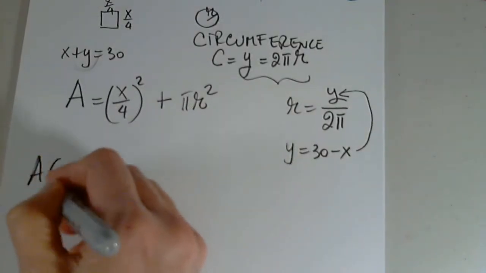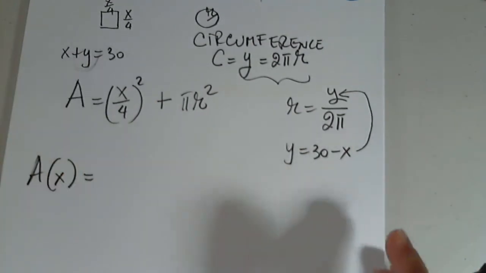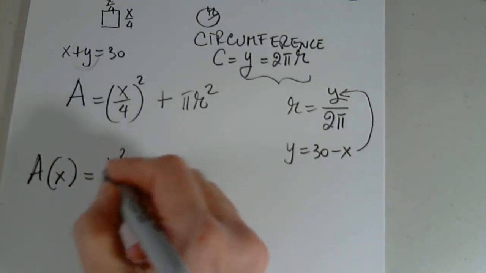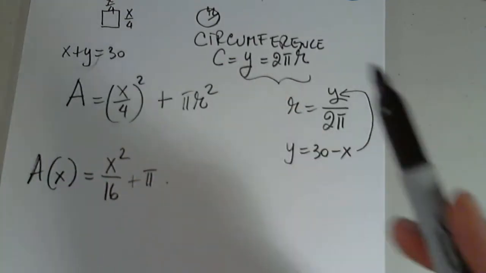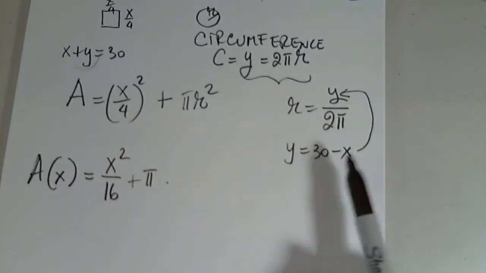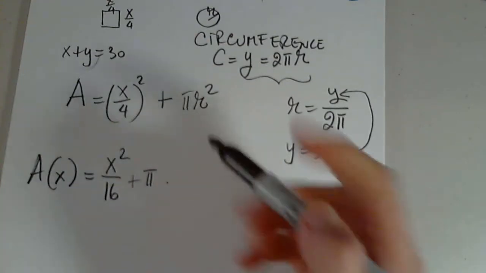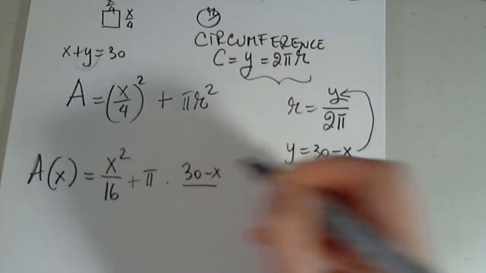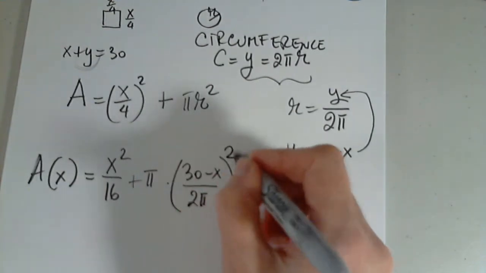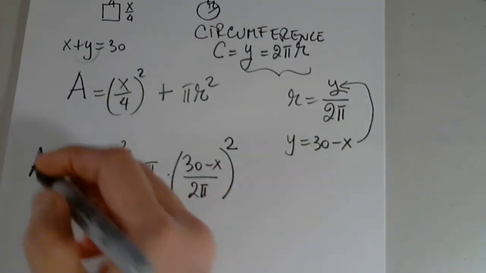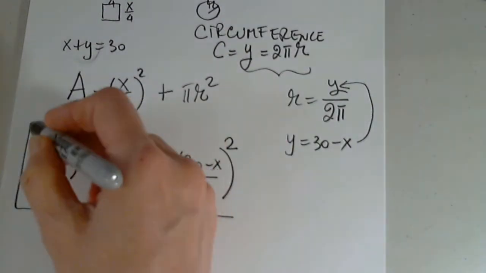Okay, so now the function becomes a function of x with x squared over 16 plus pi r squared. R squared will be 30 minus x divided by 2 pi and everything squared. This is the function I need.